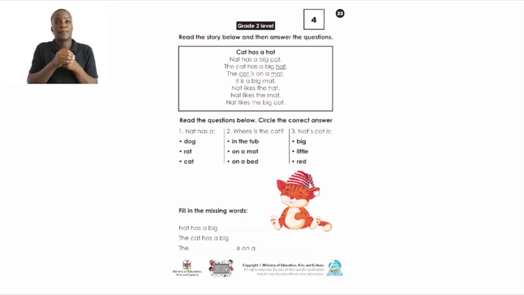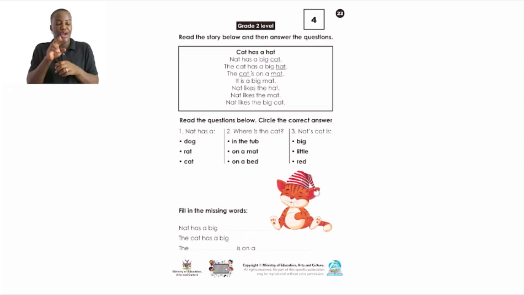Let us go. Nat has a big cat. The cat has a big hat. The cat is on a mat. It is a big mat. Nat likes the hat. Nat likes the mat. Nat likes the big cat.